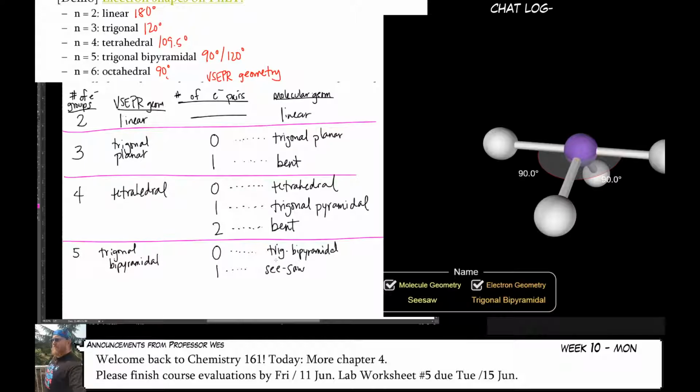Are we only going up to 6 because of the limit of 6 bonds? There actually isn't a limit on the number of bonds. You can go past 6 bonds. However, past 6 it becomes rare because you run out of space. You just can't fit that many things around an atom effectively.